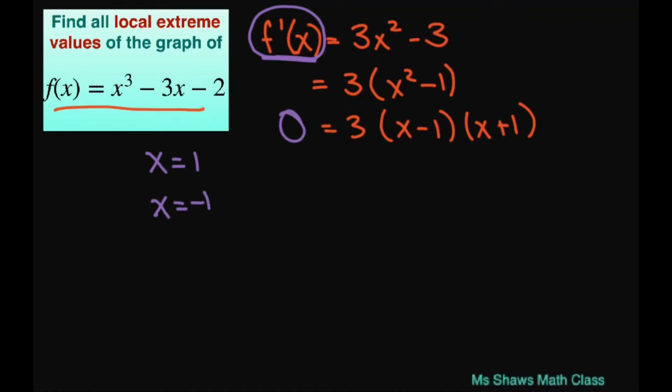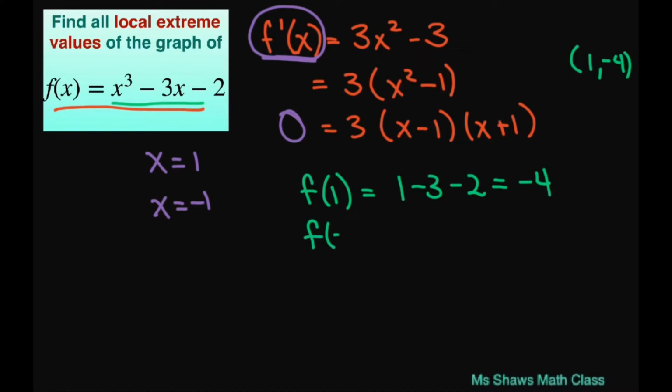Now let's find the maximum value and minimum value. So what you do is you're going to take f of 1. When you substitute in 1 into this, you're going to get 1 minus 3 minus 2, and that equals negative 4. So that would be 1 comma negative 4. And at f of negative 1, we're going to get negative 1 plus 3 minus 2, and that's going to give you 0. So at negative 1, we have 0.